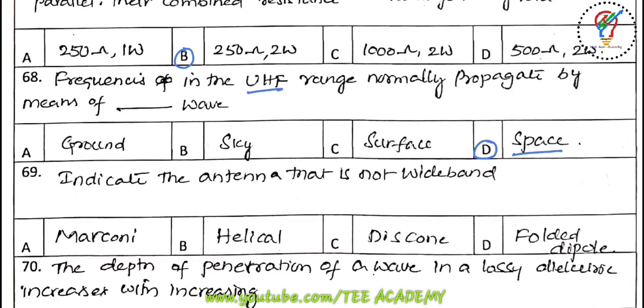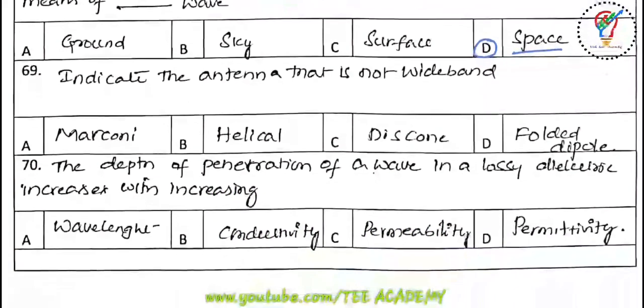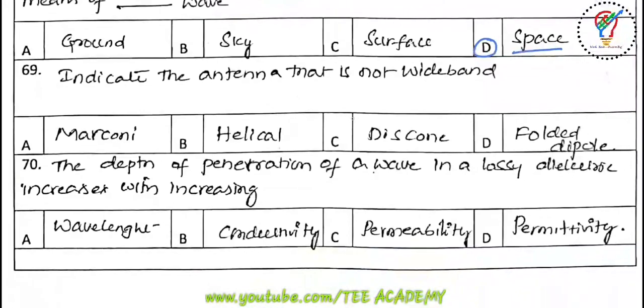Next one, indicate the antenna that is not wideband. Among the given options, the right option is Marconi. So Marconi is the antenna that does not have a wideband range.